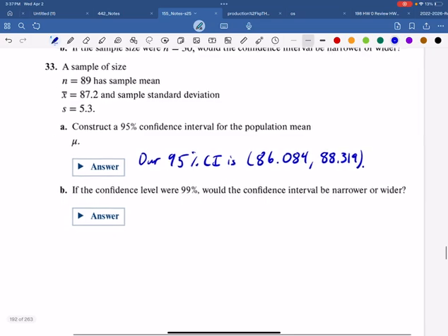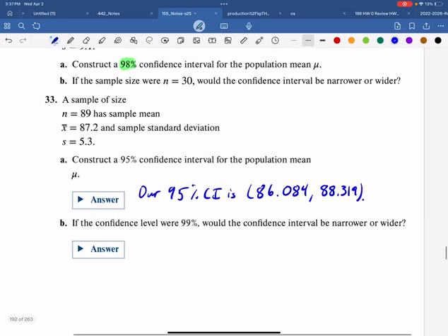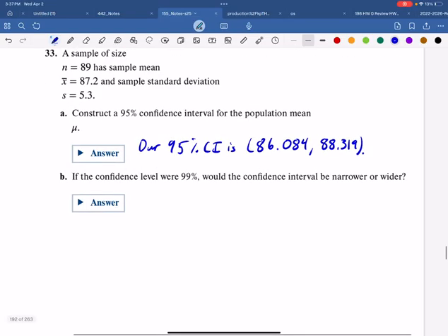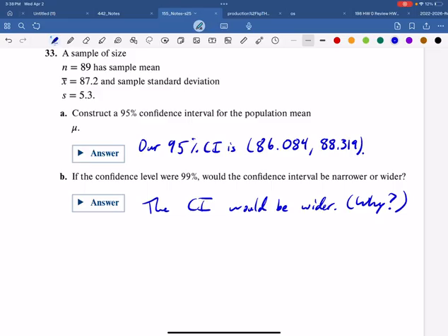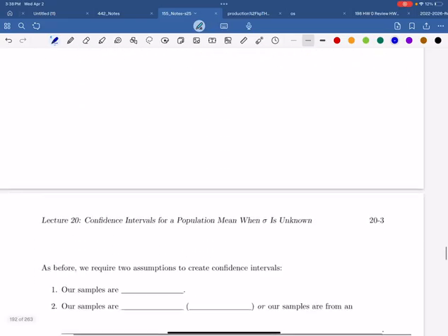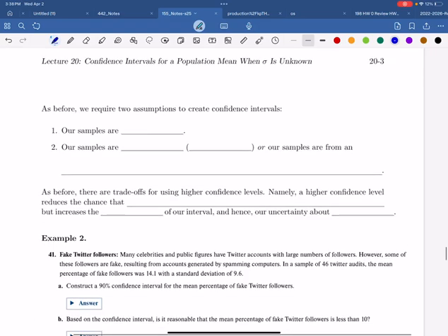Now, if we increase the confidence level from 95 to 99, would our interval be narrower or wider? Well, if we want to be more confident that the mean is within the interval, we would need to make the interval wider. Again, I just said why. I'd like for you to pause the video and write it down. Let us continue.